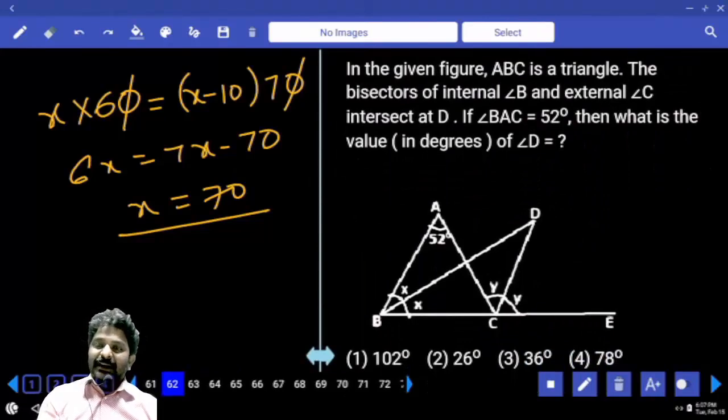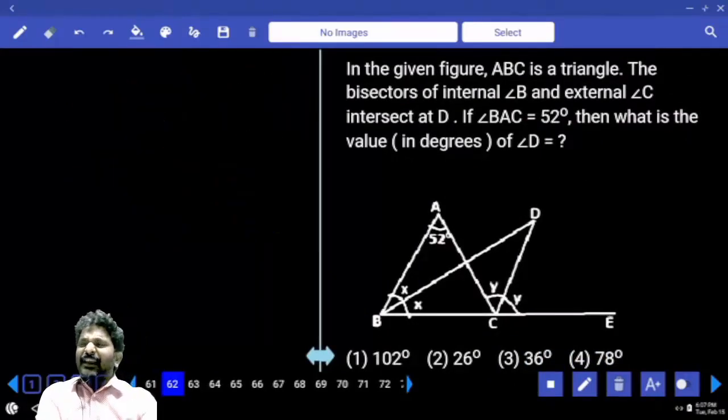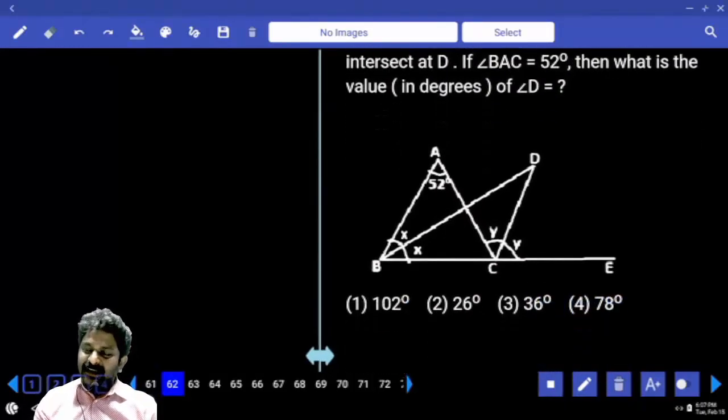Right, X, Y, Z. So in the given figure, ABC is a triangle. The bisectors of the internal angle at B and the external angle at C intersect at D. If angle BAC is 52 degrees, then what is the value of angle D? Okay, right. So using only the figure, we can decide.